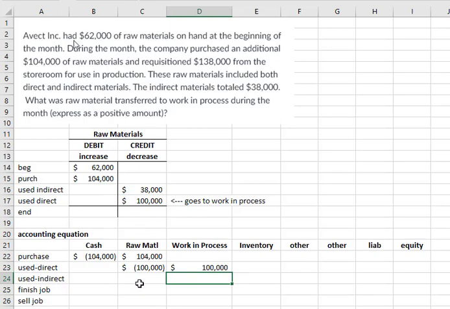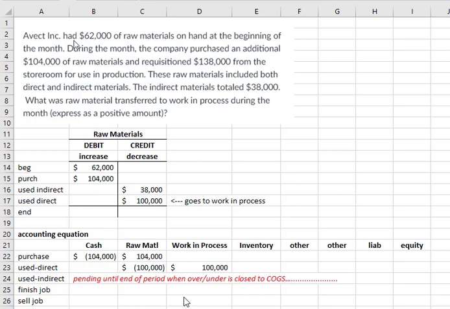The used indirect is a little bit more complicated because all your indirect costs, your manufacturing overhead that's incurred, are collected in that temporary account called manufacturing overhead, and it's compared to what's applied to work in process to get the over and under, and then the over and under actually goes over here in cost of goods sold. Let me make a note of that for you. All right, I wrote that out there for you just as a refresher.